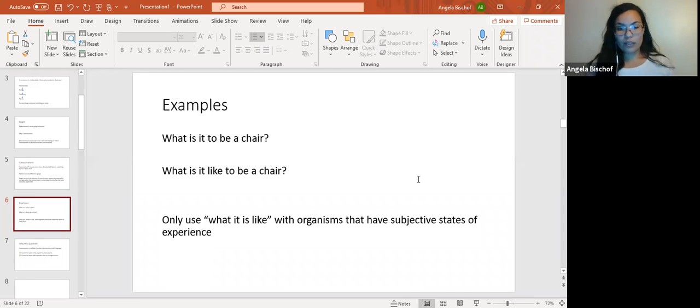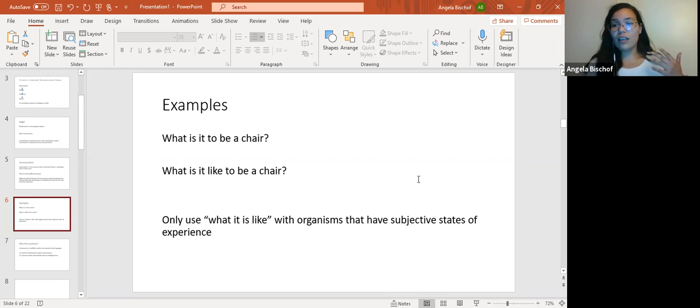So I'm going to give you a couple of examples to try to explain this. What is it to be a chair? Maybe it's to be a thing that you can sit on. And maybe you would say it has legs that you can sit on. But I remember in a previous video, I said that you can have chairs that don't even have legs.